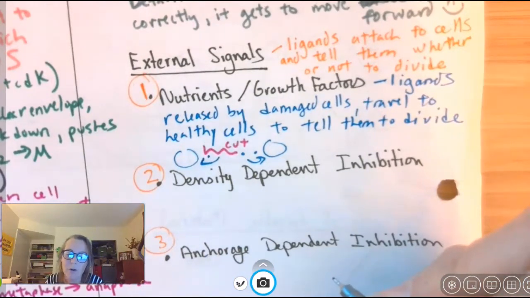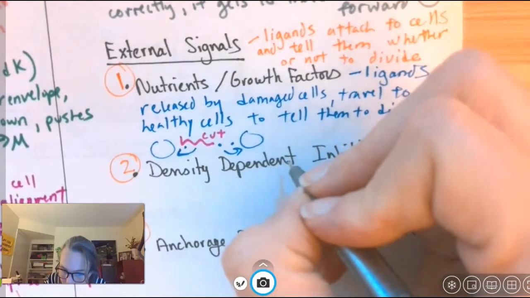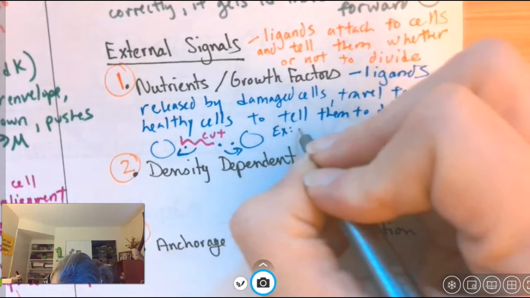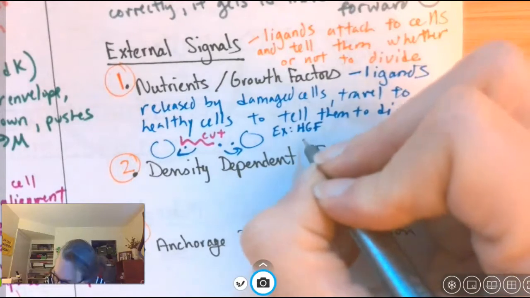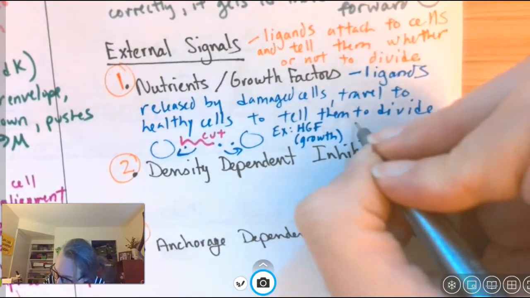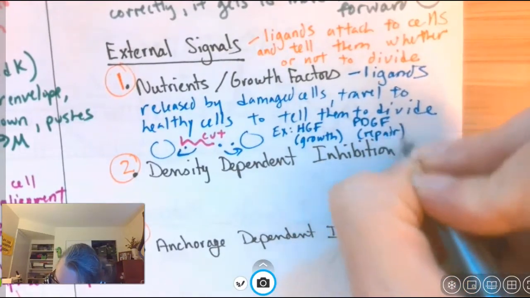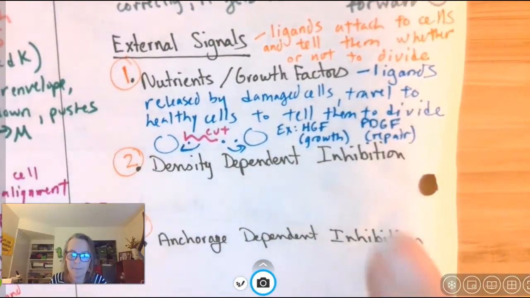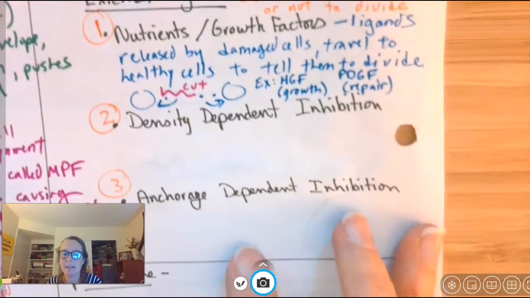We also do this for growth, right? Like sometimes cells send signals if we need to grow bigger. So for growth, a good example is HGF. HGF is a signal we use for growth. And a good example for repair is PDGF. We use this for repair. So this is telling the cell, please divide. Now, density-dependent inhibition and anchorage-dependent inhibition, these aren't ligands, but they use chemical messengers to make these things happen.